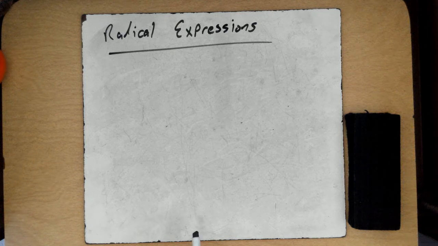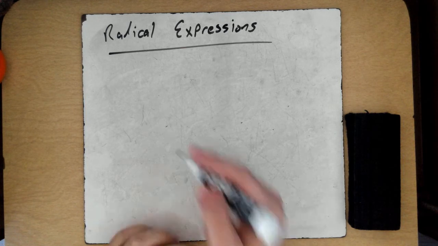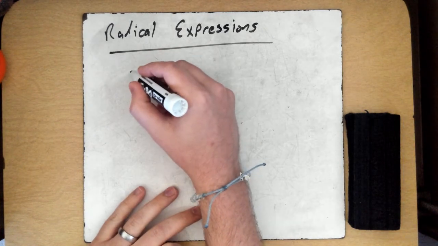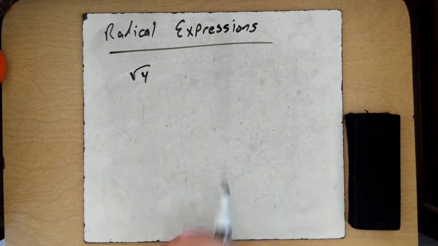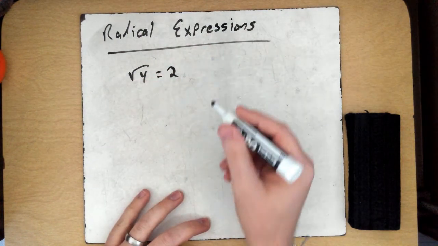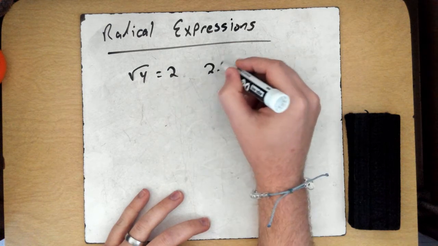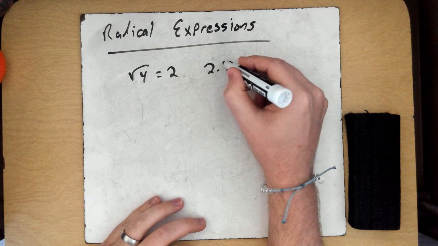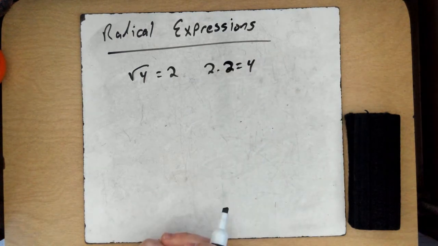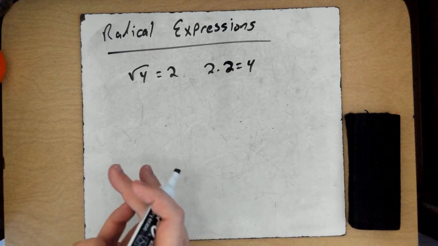Alright, today's topic is about radical expressions, and more specifically talking about square roots and how to simplify square roots and radicals. So, just a reminder with square roots, let's say we have the square root of 4. Remember, the square root of 4 is 2 because 2 multiplied by itself equals 4. The square root of something just means what number times itself equals that.